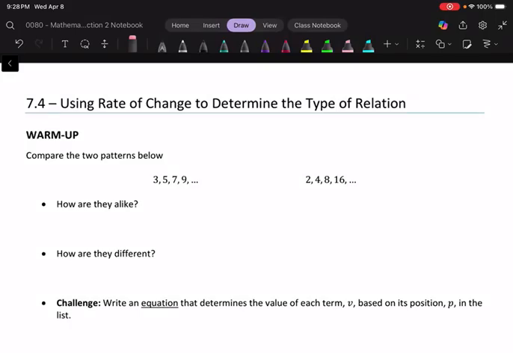Everybody, it's Miss Dibadol. Just kidding, it's Mr. Athide. Psych, gotcha. We are going to be using rate of change to determine the type of relation. That's right, I can do math too.